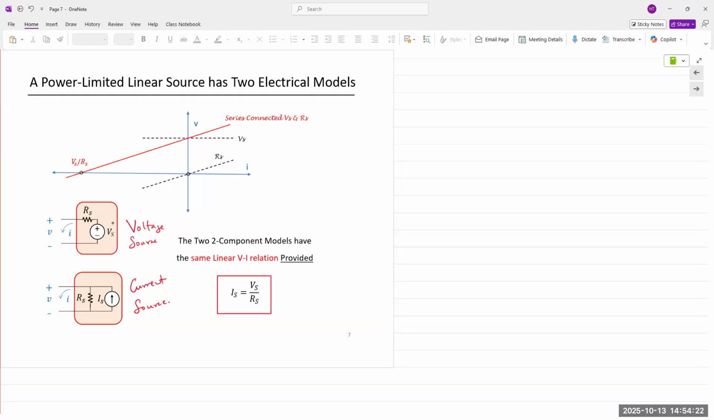So if you have two sources, one is a voltage, the other one's current, as long as this equation holds true, then they are both equivalent to each other. And in the next slide, we'll prove how they are equivalent to each other.